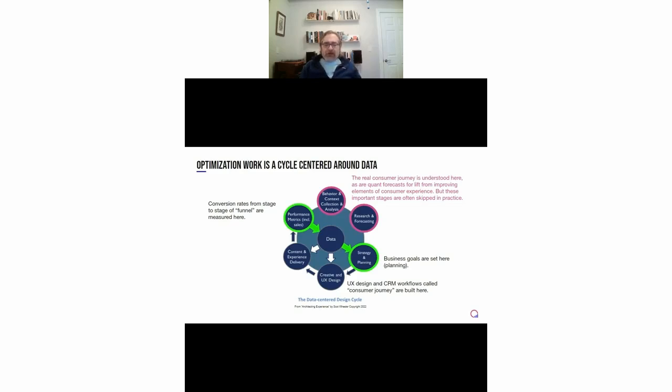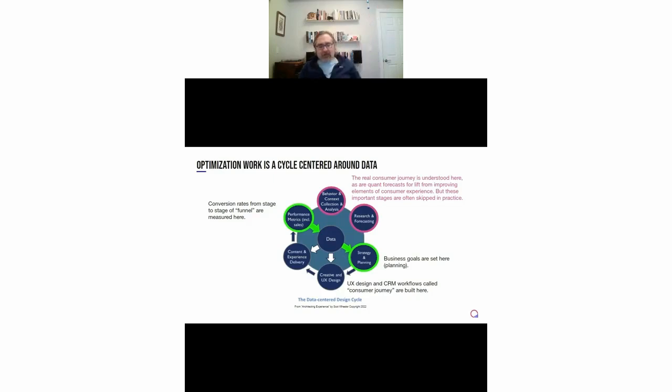But to really deliver on consumer journey, we need to look at the consumer's behaviors. We need to look at their contexts, right? We need to collect that data. And then we need to conduct research and forecasting as well, right? And so these important stages are often skipped because we have measurement of prior performance.